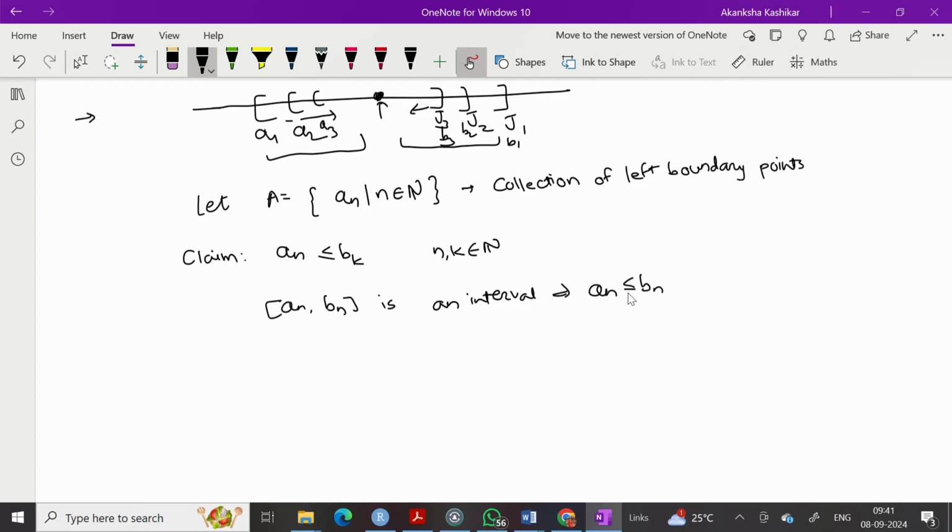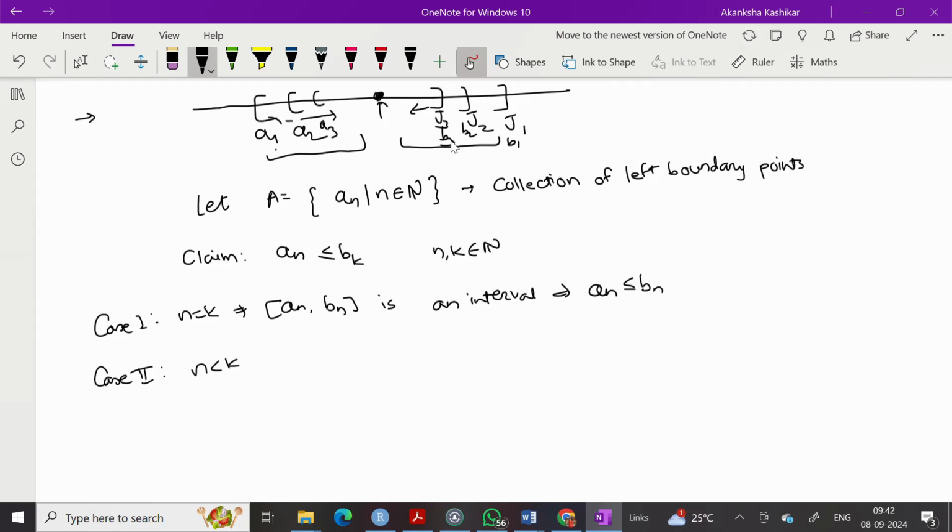When I want to claim that An is less than or equal to Bk for every n and k, I have to consider three cases: n is equal to k, n is less than k, and n is greater than k. The n equal to k case has been handled here. If n is equal to k, then An Bn is an interval and An is less than or equal to Bn. Okay. Now case 2 is n is less than k. Something like I want to prove, say, A1 is less than B3. How do I do that?